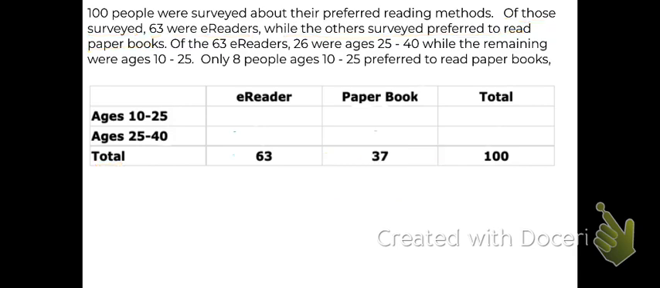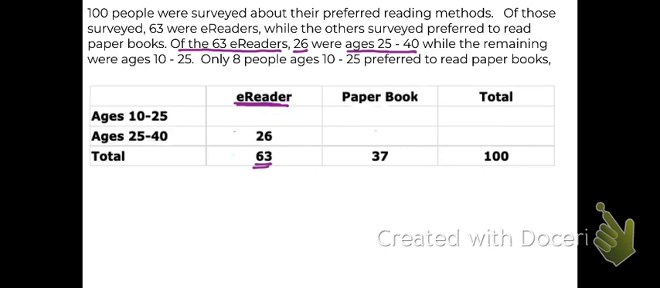All right, now it says of the 63 e-readers, so we're looking at the e-readers and the 63, and we're going to break it down. It says 26 were ages 25 to 40, while the remaining were ages 10 to 25. So 26 of those 63 e-readers are ages 25 to 40. So ages 25 to 40 in e-readers, just take that over and down, and we see that the 26 is right here. E-readers, ages 25 to 40.